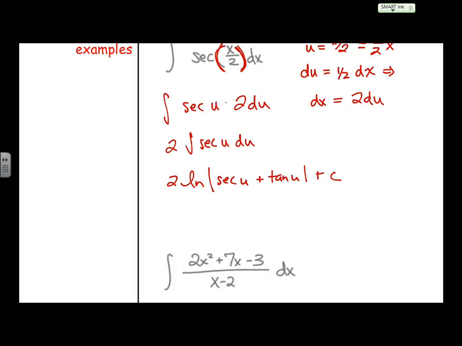This is example number 3, isn't it? Sorry. Okay. Very last step, what do you need to do? And u is secant of x over 2 plus tangent of x over 2 plus c. There's a 2 in front.